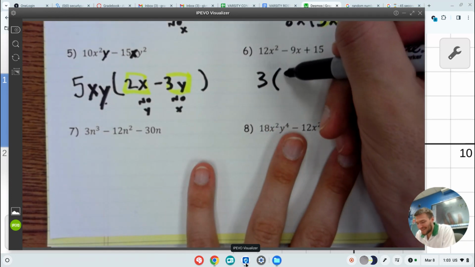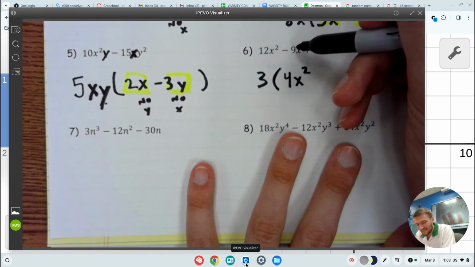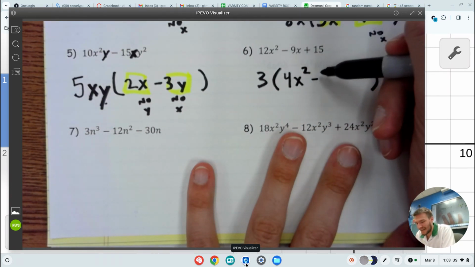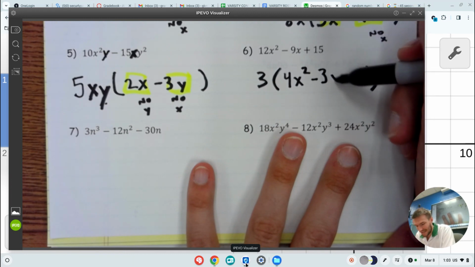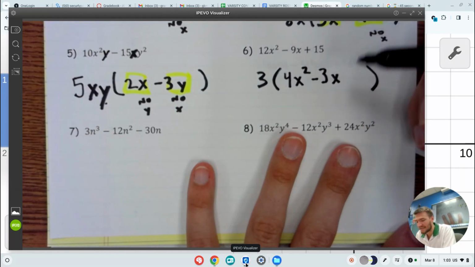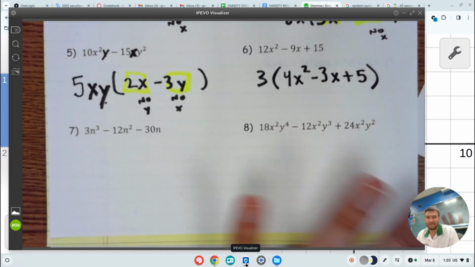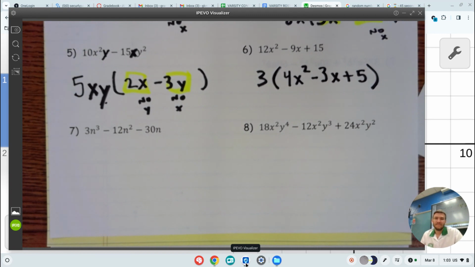12 divided by 3 is 4x squared. Negative 9 divided by 3 is negative 3. Don't touch the x. And 15, which has no x's to give away anyways, 15 divided by 3 is 5. All right, there you go. That is question number 6.